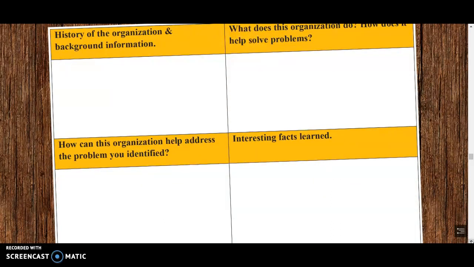Then when you move beyond, students had to be able to tell the history of the organization, so they really had to do a lot of research. What did that organization do, and how does it help solve problems? How can this organization help address the problem that they had identified?